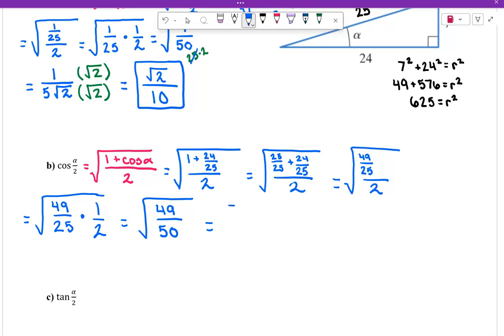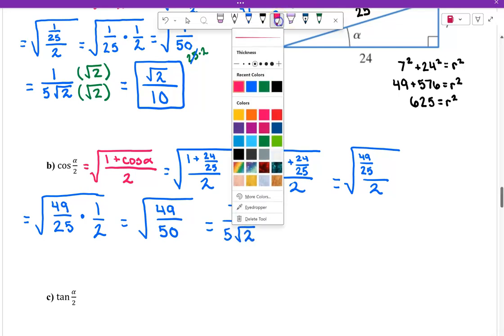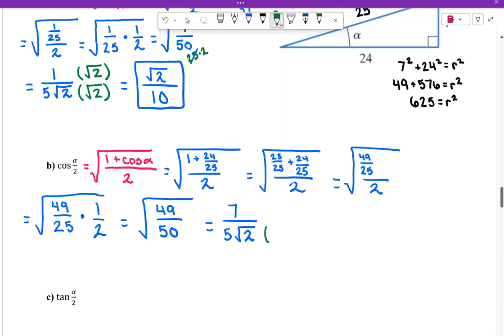Square root of 49 is 7, and we already know what the square root of 50 is. We did it up top, so that's 5 square root of 2. We treat it just like the other one, so we have to multiply by the square root of 2. What you do to the bottom, you do to the top. So we get 7 square root of 2, and we already know that the bottom gives us a 10.